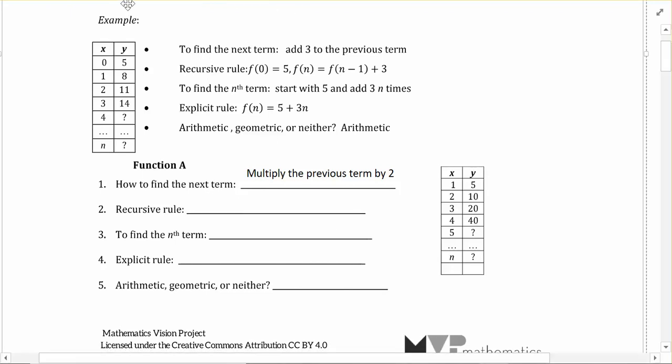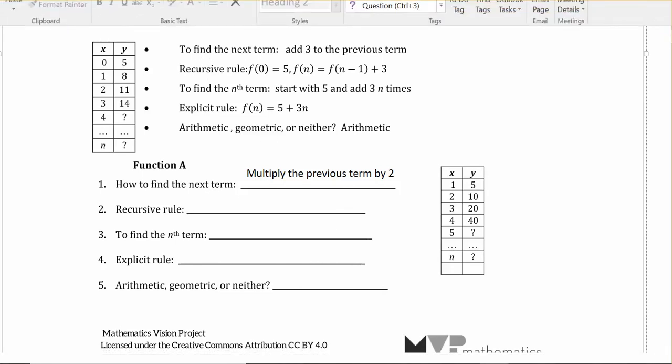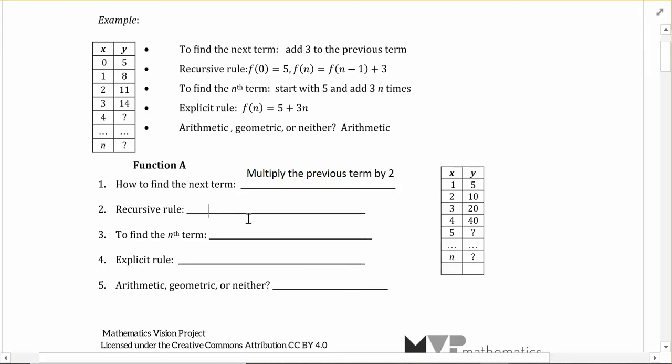Now we've learned that the recursive rule looks something like this. F of n is equal to f of n minus 1 times, in this case, 2. That's a recursive rule. That's an easy rule.